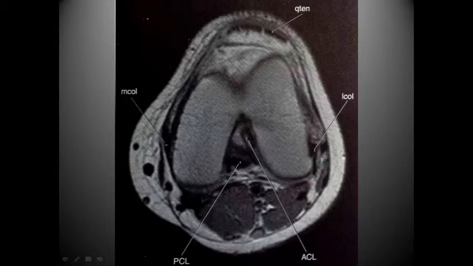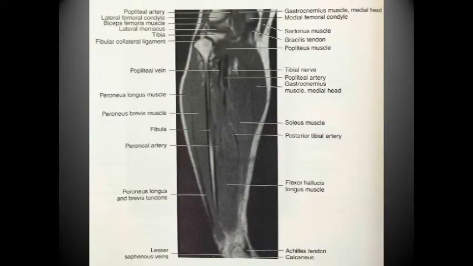Okay, so looking at this portion of the posterior distal femur, you see that we have the ACL and the PCL, the medial collateral ligament, and the lateral collateral ligament. At the calf, notice that we have the fibula, and here we have the tibia, although we're not really seeing much of it in profile.